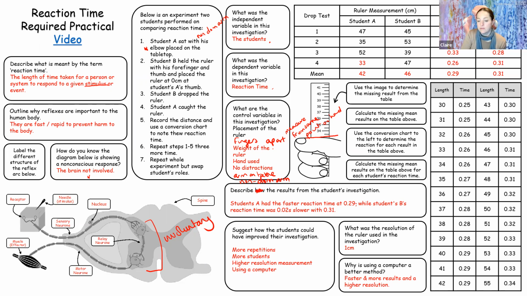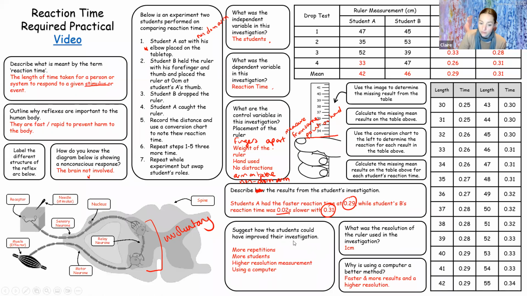So student A had the fastest reaction time at, written actually the value, while student B's reaction time is 0.02 seconds slower at 0.13. That is a really professional answer. You would get full marks for that. So just be aware of how you're writing and what the content of your answer is.